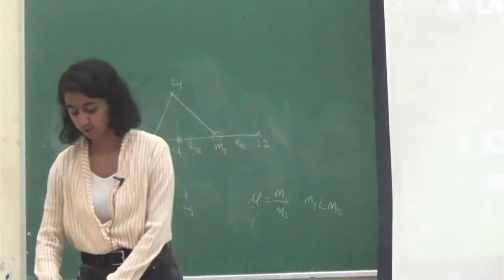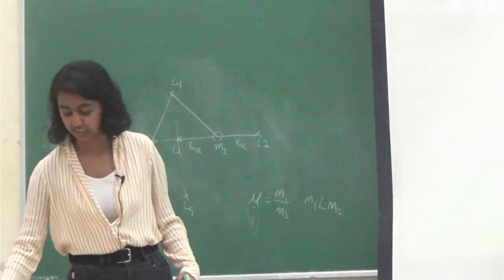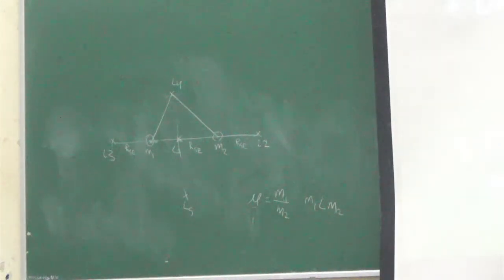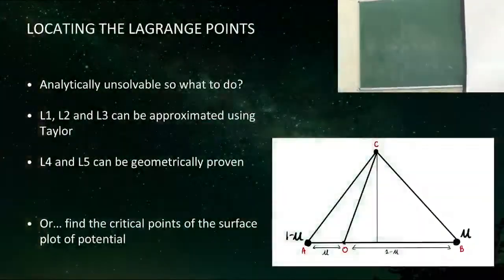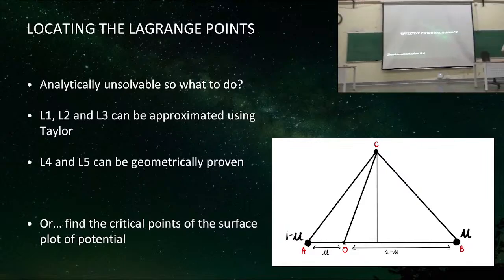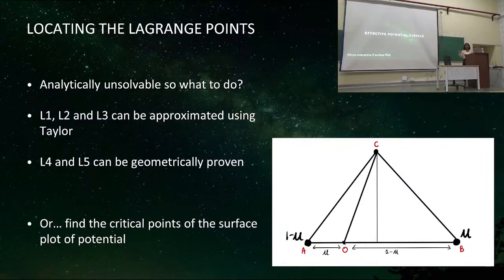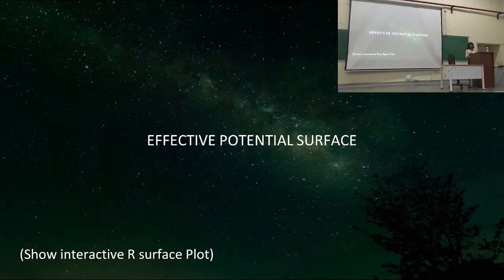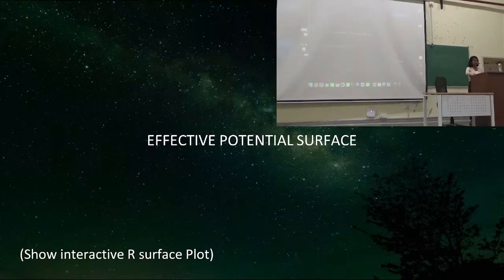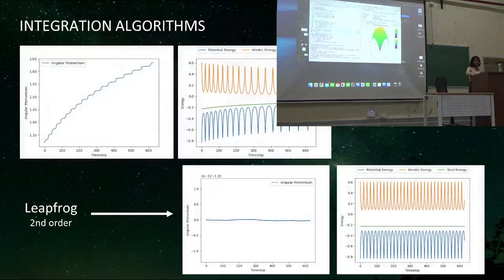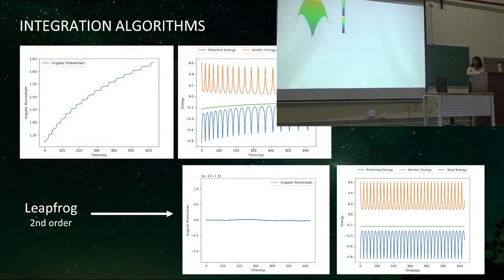Now that we have an approximate idea where these points are, we will move on to the next step. Okay, effective potential. So now we know what the forces are. We have changes in rotation. We know what the forces acting on this are, which means that we can come up with a potential.